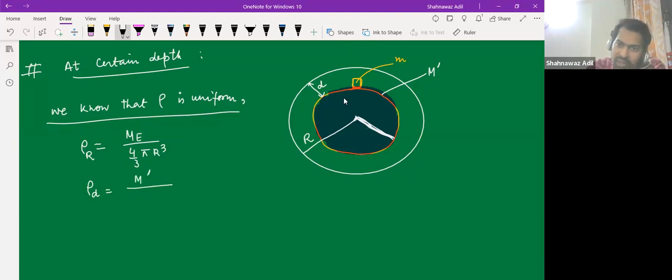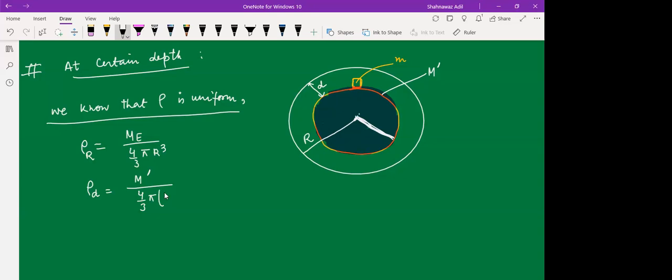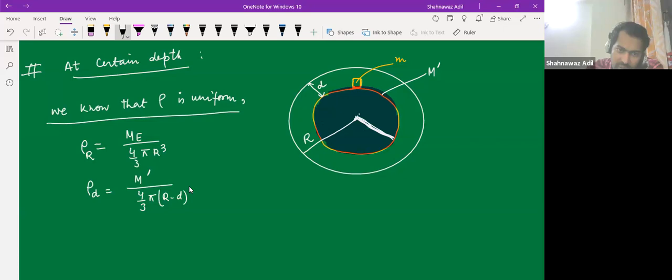Let's say the total mass is m. This is what we have to find: how much is the mass which is contributing to this gravitational force? What is the distance from here to here? It is R minus d. So that is R minus d whole cube, and that would be the density. We know that the density is uniform, so we can write that these things are equal.